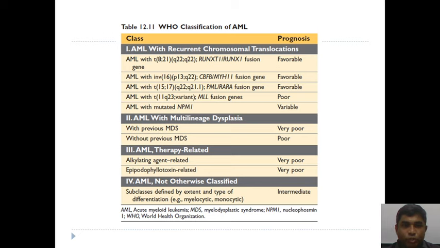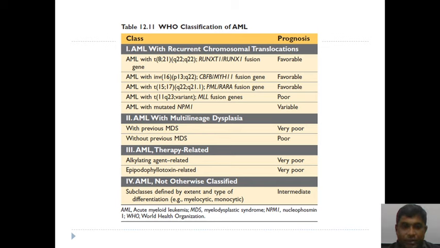The recent classifications include the WHO classification, similar to ALL. This classification is based on different information. As we saw, there are recurrent genetic abnormalities in ALL. Similarly, we can have recurrent chromosomal abnormalities in AML as well. This includes mainly translocations, but also other genetic abnormalities like inversion. I will run you through some of the common types: AML with translocation 8;21, AML with translocation 15;17, and AML with inversion 16.